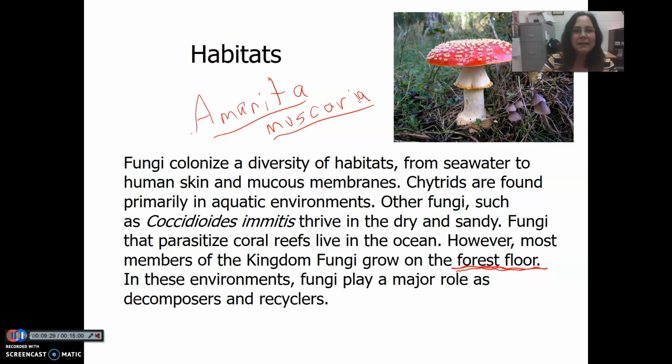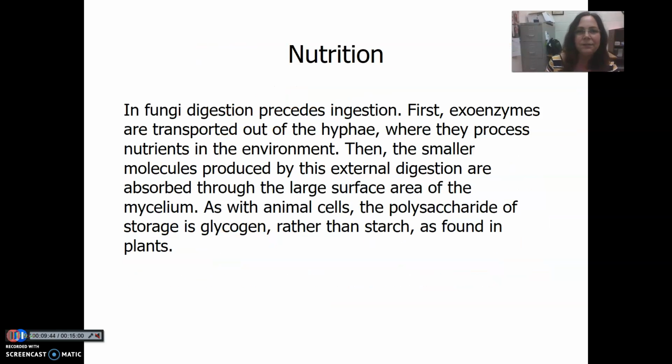And then here's an example, see if I can say this, Coccidioides immitis. And this species actually is a parasite of coral reefs in the ocean.